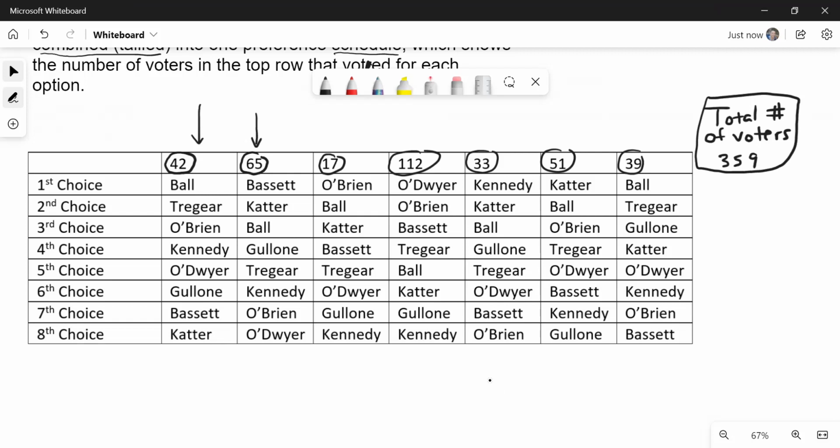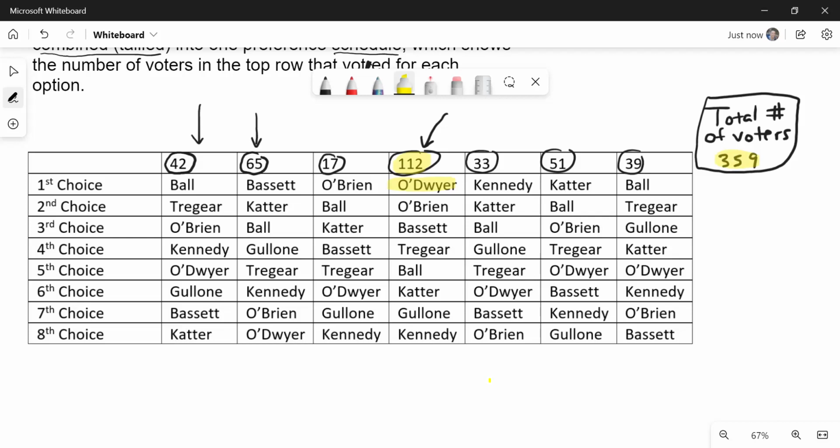That might be important if we're trying to think of who got what percentage of the vote. When you look at this kind of schedule, one thing that should come to mind is, wow, how do I decide who won? Maybe you're thinking, well, right here's my biggest number. 112 is the biggest number, and that means O'Dwyer wins. Well, that's not necessarily the case for a number of reasons. Number one, 112 is not even half of 359. So that's less than half of the people.